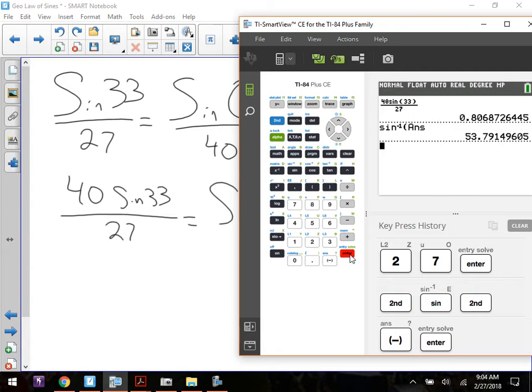That's what law of sines allows you to do. It allows you to find missing angles and missing sides if you have a side and its angle opposite.